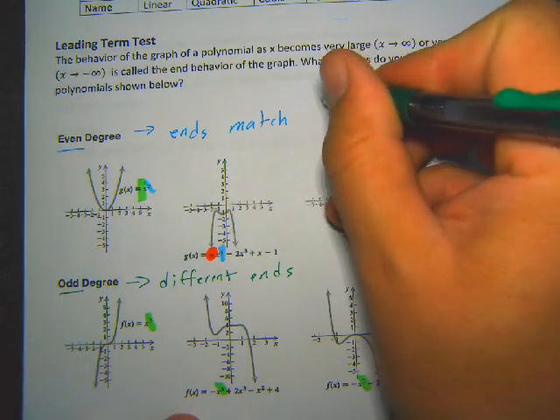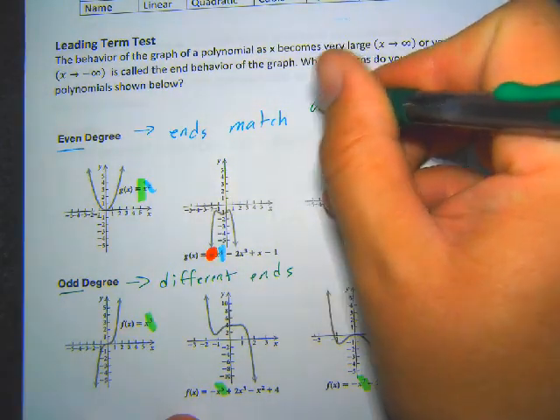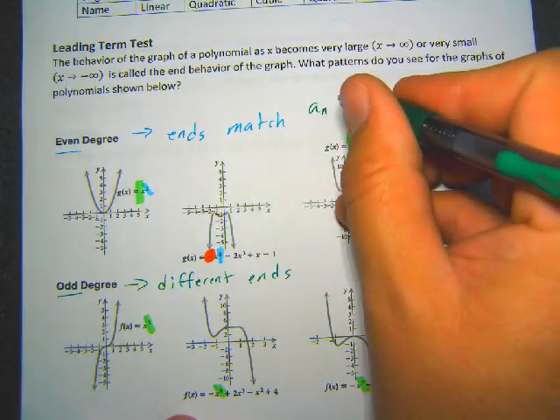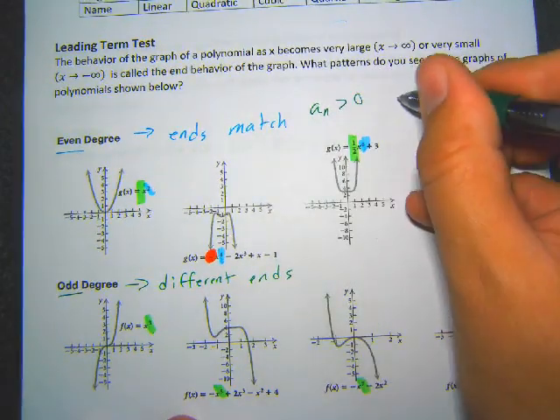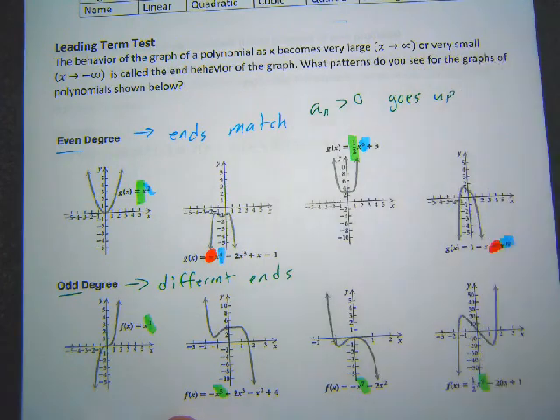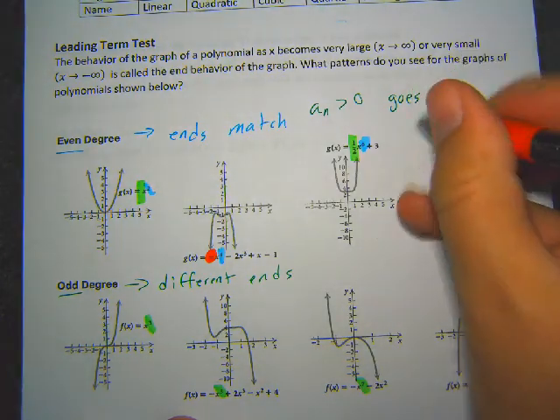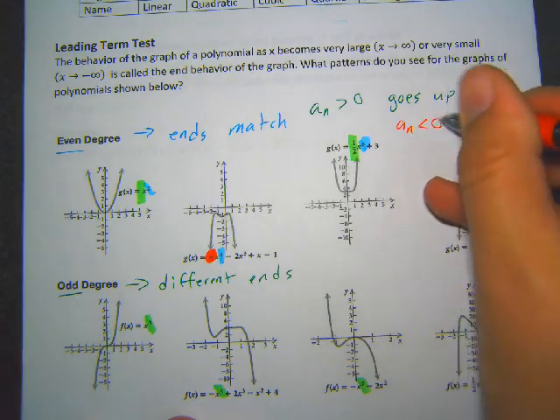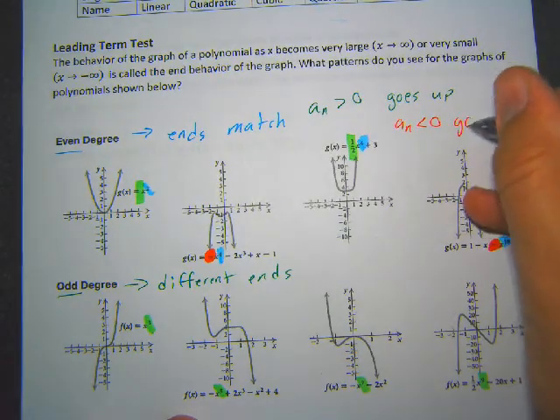So if a sub n, which is the leading coefficient, is positive, bigger than 0, both of those ends go up. But if a sub n, the leading coefficient, is less than 0, so it's negative, it goes down.